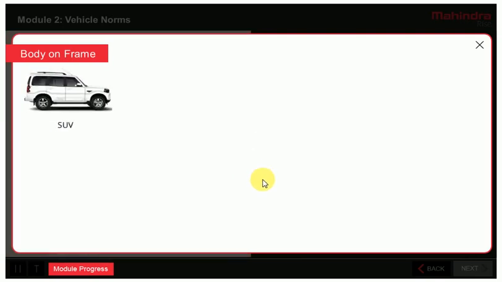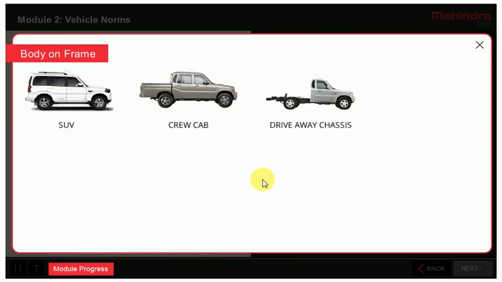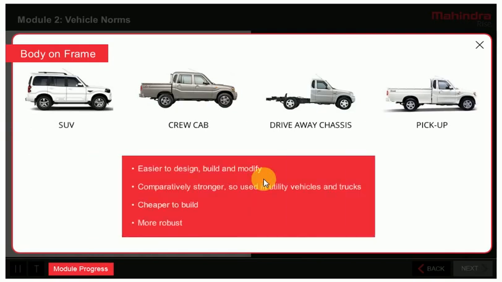Body on frame vehicles are easier to design and cheaper to build. They are more robust and can handle abuse and rough roads better. They are also more overload friendly. That's why Mahindra's Bolero taxi truck is built on a body-on-frame chassis.